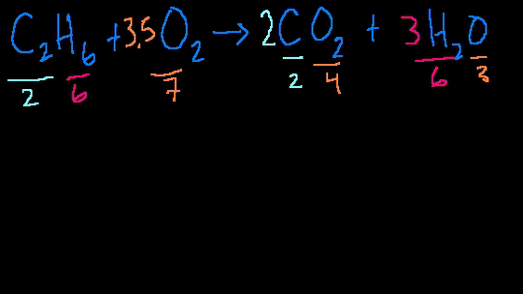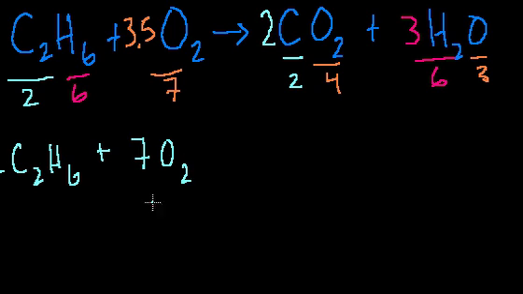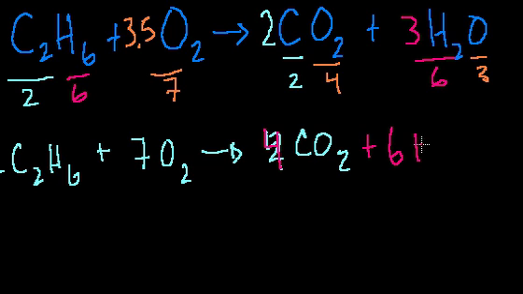So if I multiply everything by 2, I end up with 2 molecules of ethane plus 7 molecules of diatomic oxygen, 7 O2s, yielding 2 molecules of carbon dioxide. Oh, sorry, I'm multiplying everything by 2. So 4 molecules of carbon dioxide plus 6 molecules of water. And just to make sure that all still works, you can check.